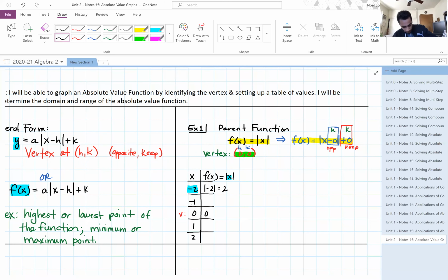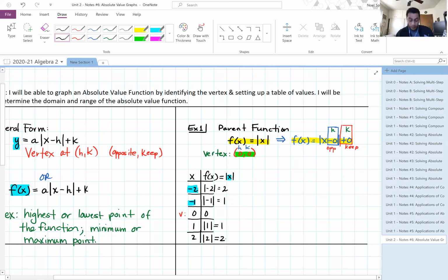We do the same thing for the next x value. So now we take -1, plug it into the absolute value function. The absolute value of -1 is just 1. All right, same thing with the other 2 values. These are pretty easy. Absolute value of 1 is just 1. And then absolute value of 2 is just 2.